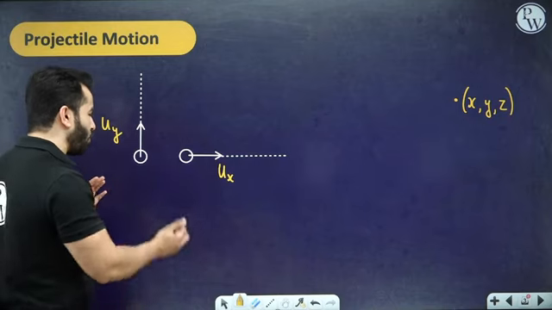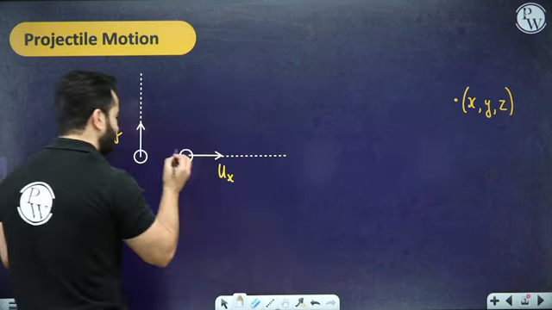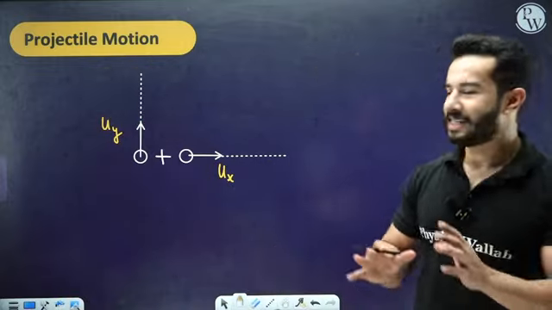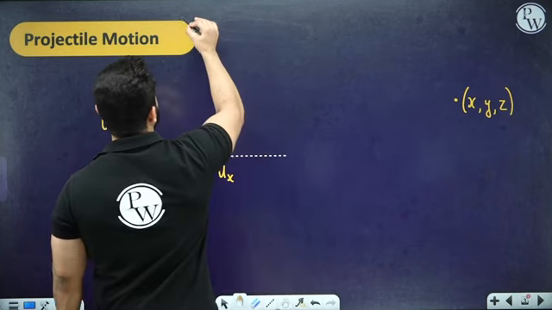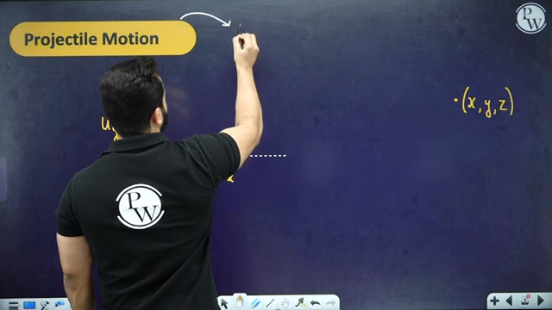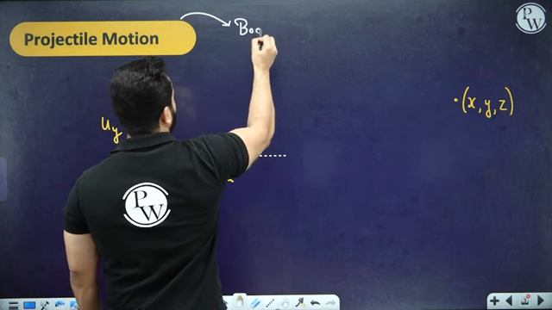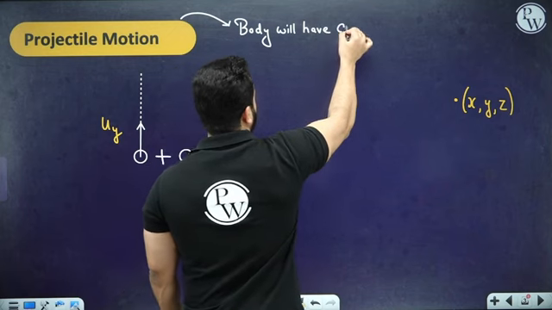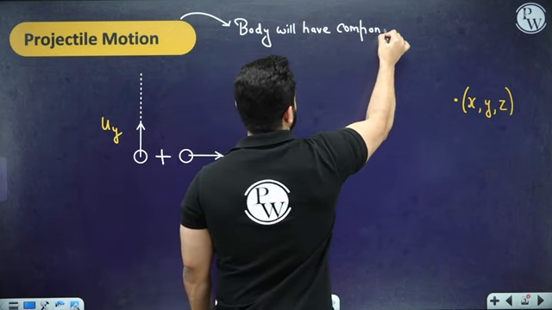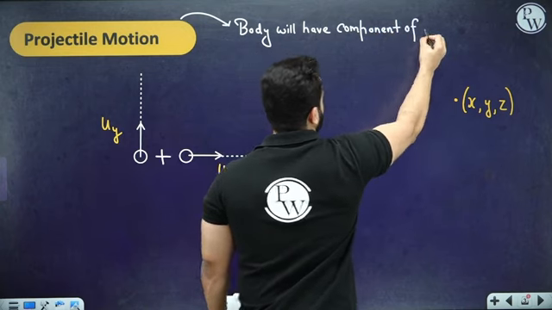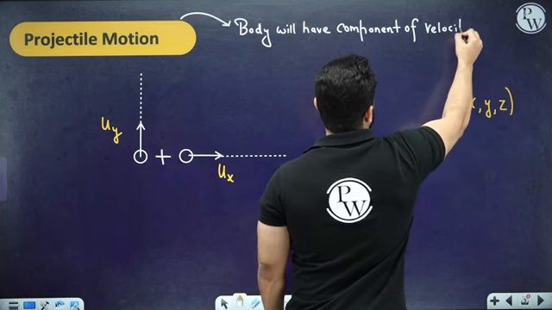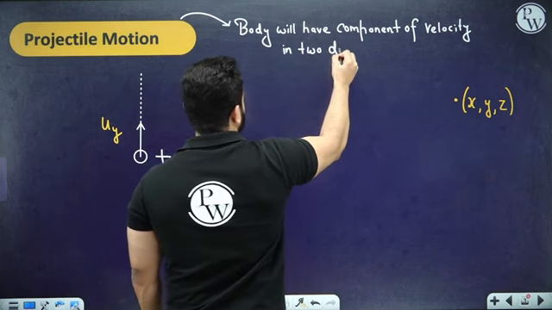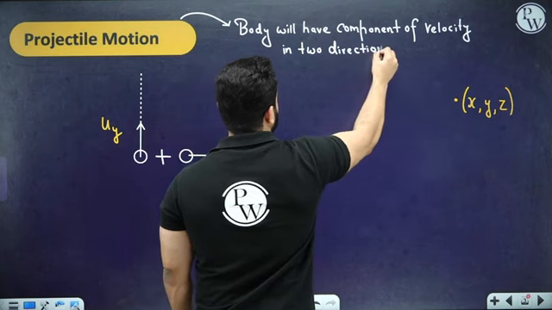The only difference is now we are going to actually do all the things twice. We are going to combine these two motions, right? What I really mean to say is now in projectile motion, the body will have a component of velocity in two directions at the same time, right?